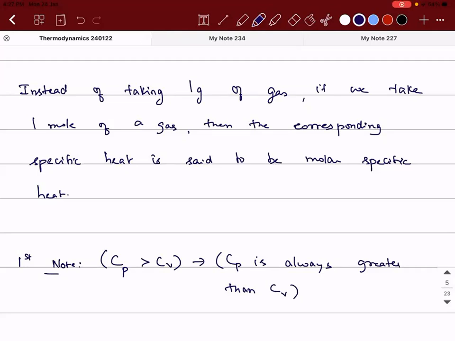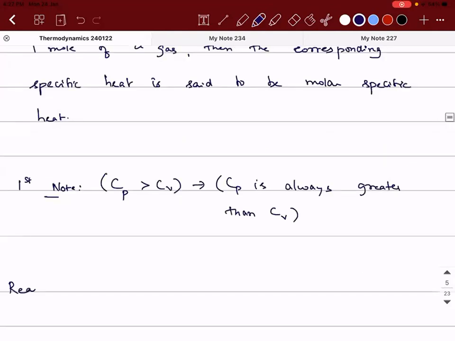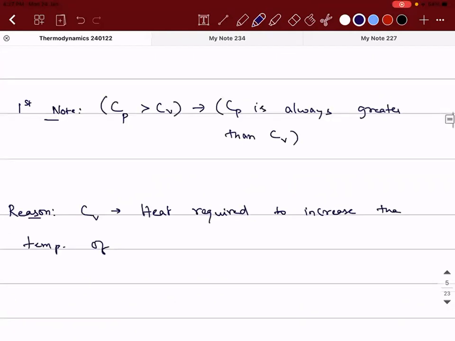The reason is very simple. So let's look at the reason for it. Now, when I say Cv, Cv means the heat required to increase the temperature of 1 mole of a gas through 1 Kelvin. When this is the scenario, listen to this carefully.